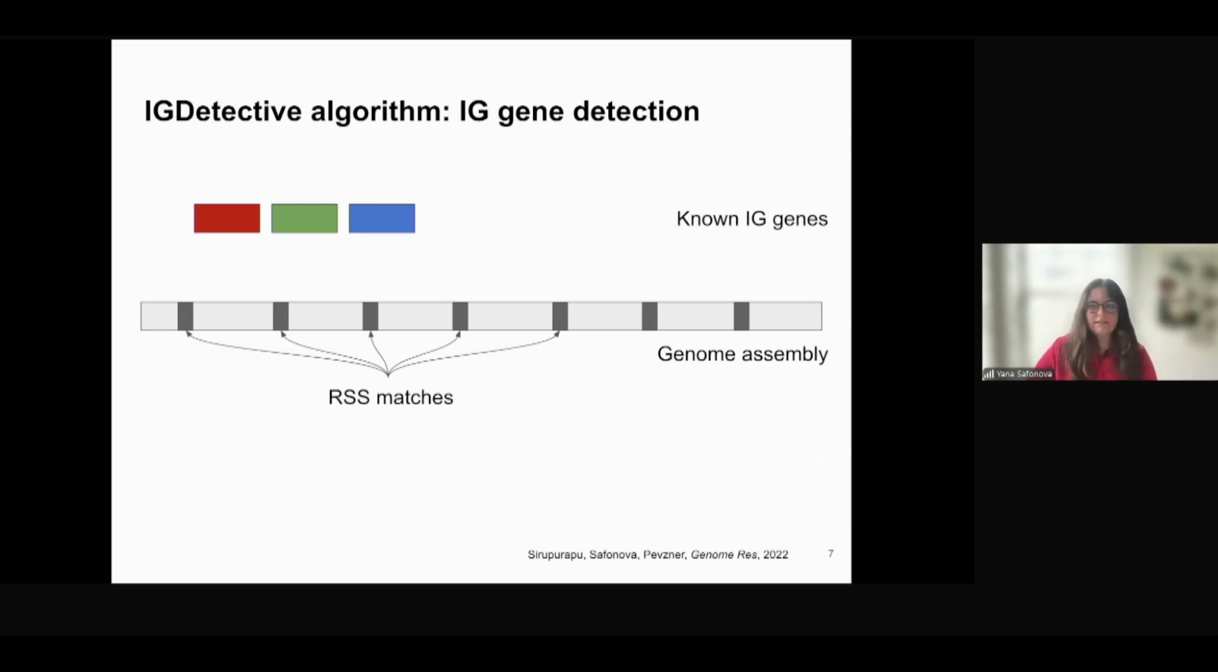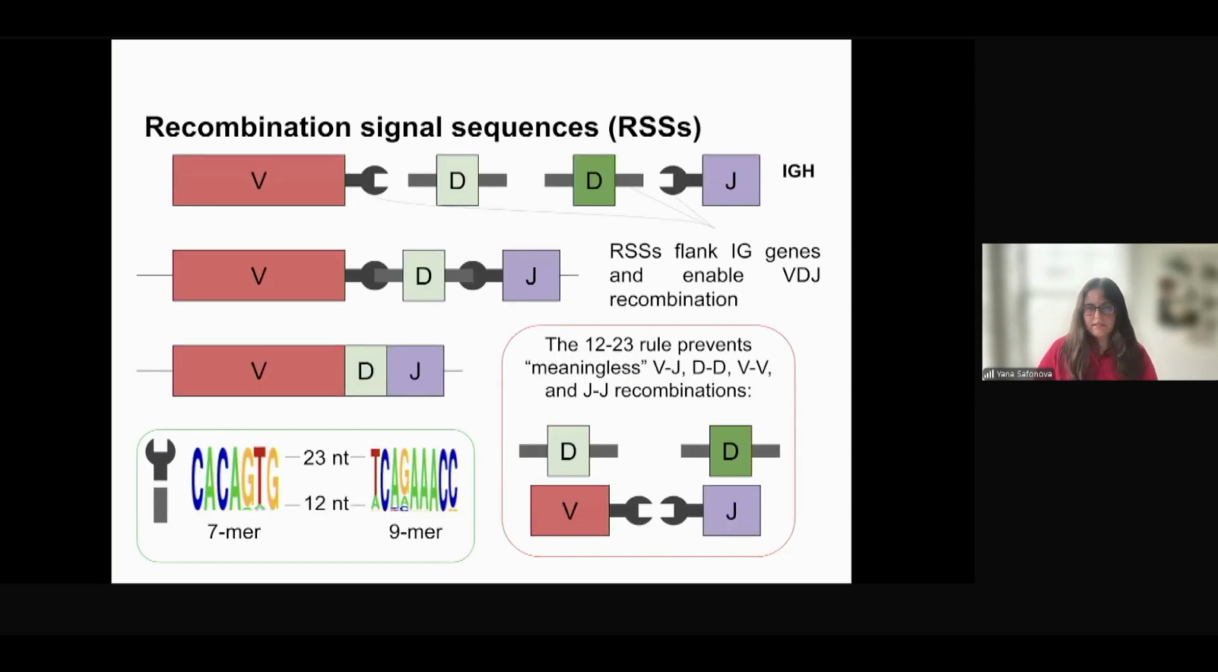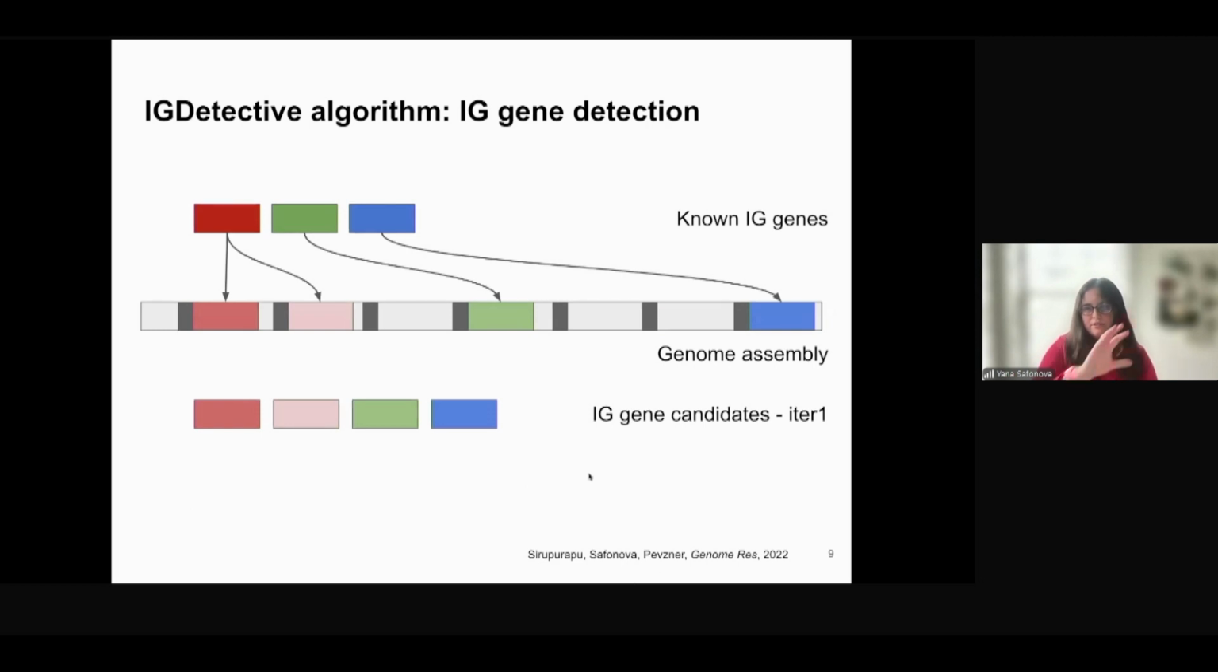To deal with it in a standardized manner, we developed a tool called Ig Detective. It uses two types of input. First of all, it's information about known immunoglobulin genes and also information about how recombination signal sequences look. It turns out that RSSs that flank immunoglobulin genes and drive VDJ recombination are quite conserved across at least mammalian species, so we can use the existing information. And if we find matches of RSSs in the genome, then they provide us with an approximate position of immunoglobulin loci and T cell loci as well.